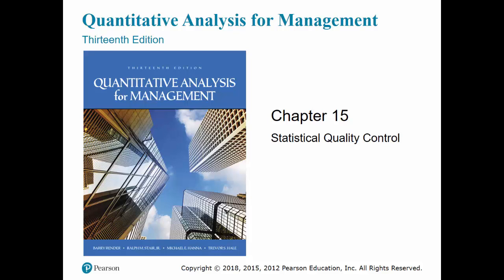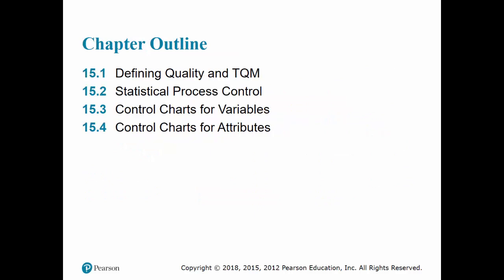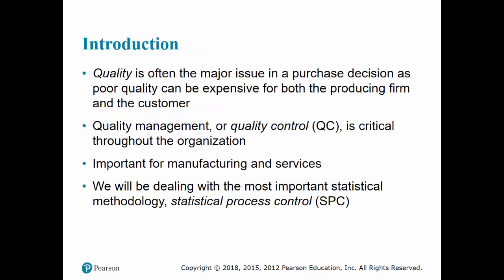Chapter 15, Statistical Quality Control. Okay, and we are going to talk a little bit about TQM, also known as Total Quality Management. But our focus is going to be on statistical process control and the control charts for variables and attributes. So we'll start with TQM.